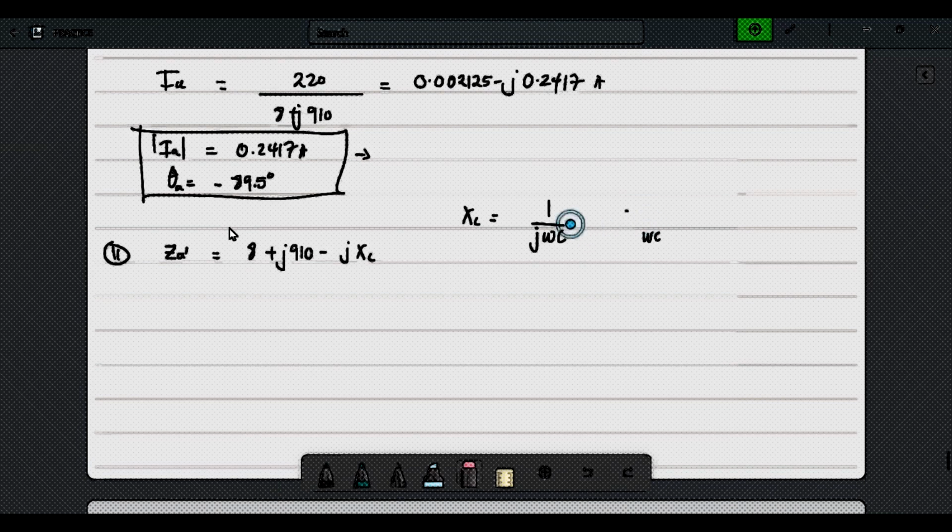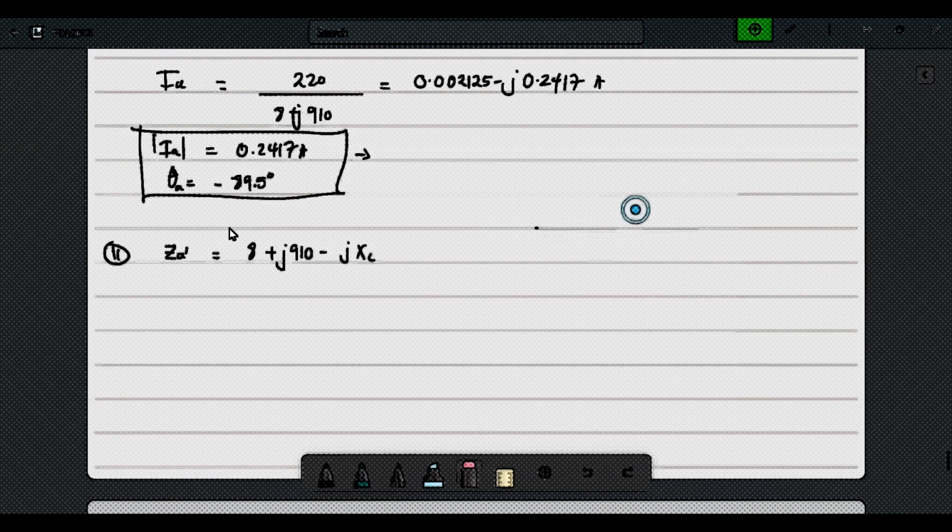Okay, now, let me explain this just using a very small phasor diagram, right? So I'm going to draw a very small phasor diagram here, okay?